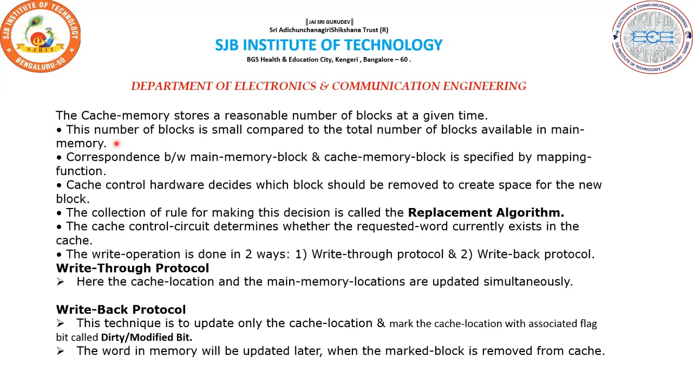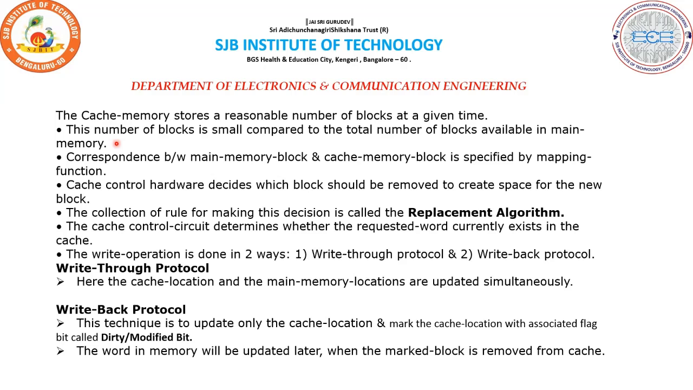The cache controller circuit determines whether the requested word currently exists in the cache. If it does not exist in the cache, then a miss occurs. The write operation is done in two ways. One is the write through protocol, another one is the write back protocol. What is the write through protocol? Here the cache location and the main memory location are updated simultaneously. Write back is the technique where only the cache location is updated and marked with an associated flag bit, called the dirty or modified bit. The word in the main memory will be updated later, when the marked block is removed from the cache.